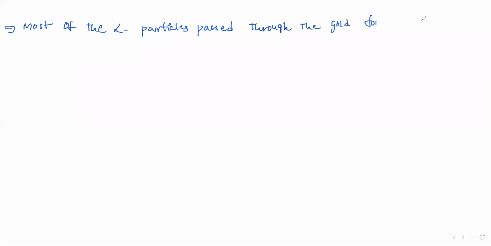Okay, now write the Rutherford experiment point. Rutherford observed that in the first one, most of the alpha particles passed through the gold foil undeflected.